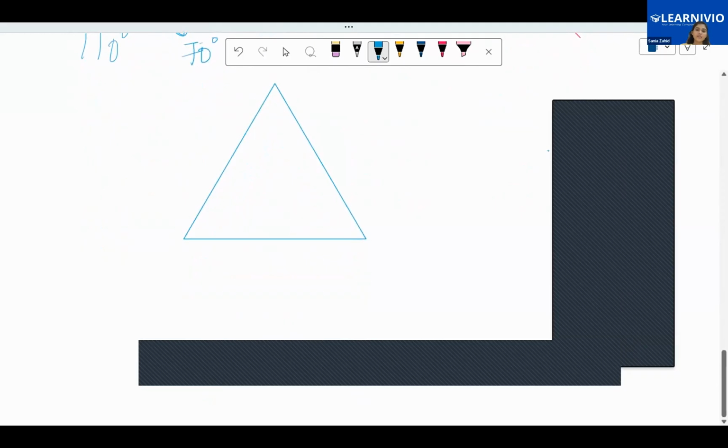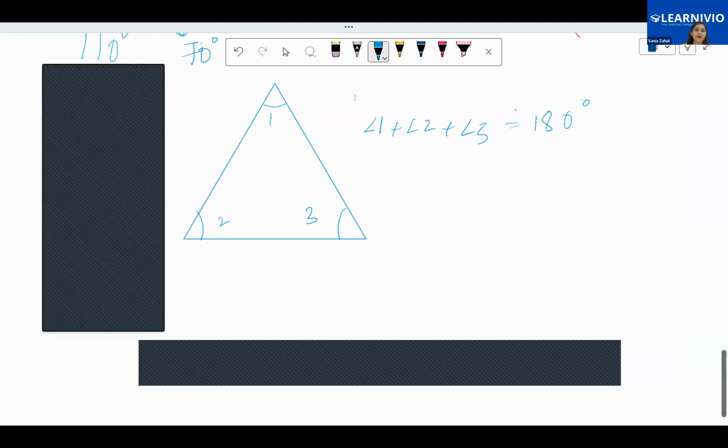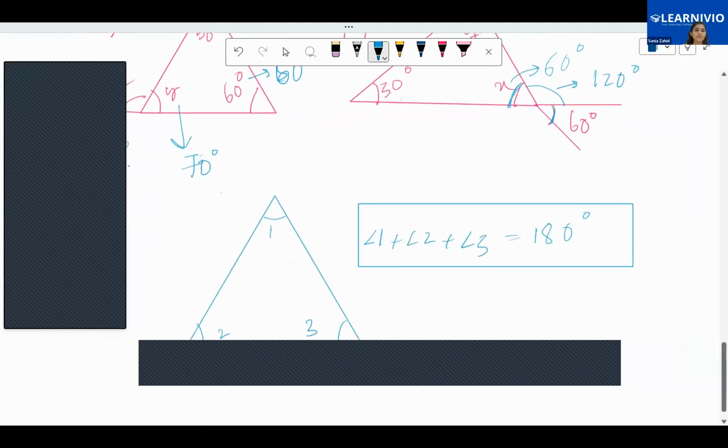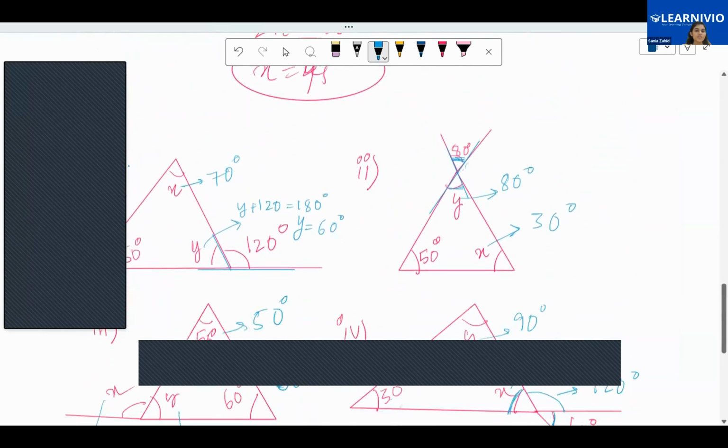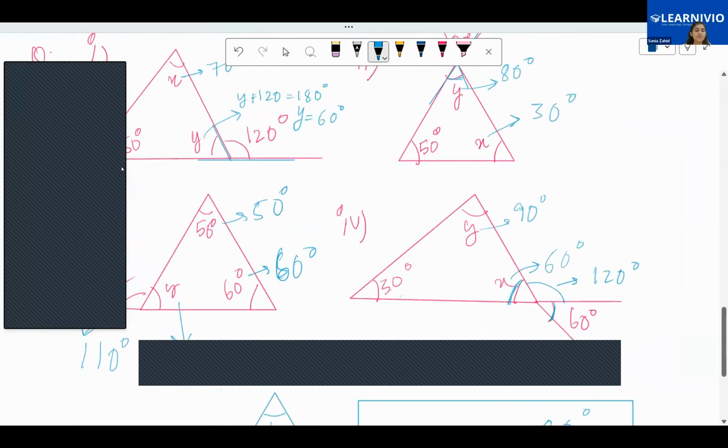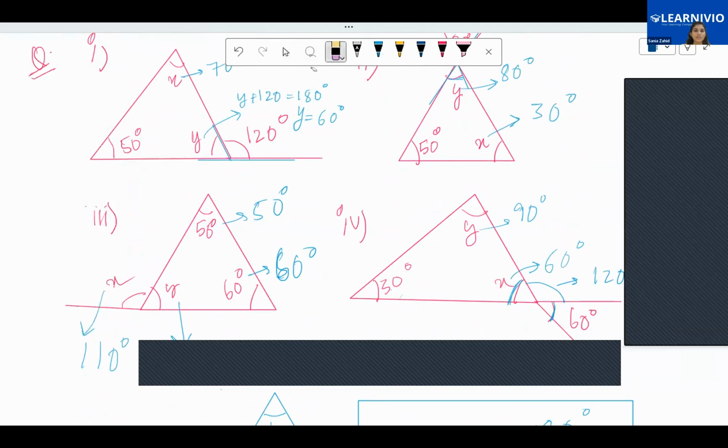The angle sum property says that the sum of the angles of a triangle, this is a triangle, this is angle 1, angle 2, angle 3, so angle 1 plus angle 2 plus angle 3, the sum of the interior angles of the triangle is equal to 180 degree. That means if you add all three angles, you will get 180 degree. Now if you look at these questions, you can find the value of y very easily with the help of the interior angle. How? Wait, I'll teach you.